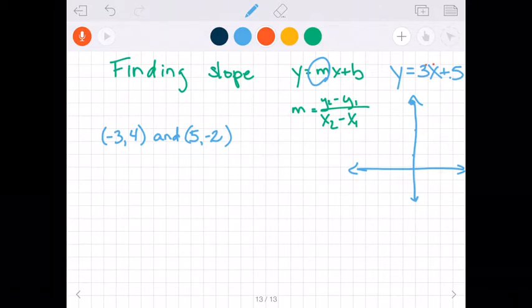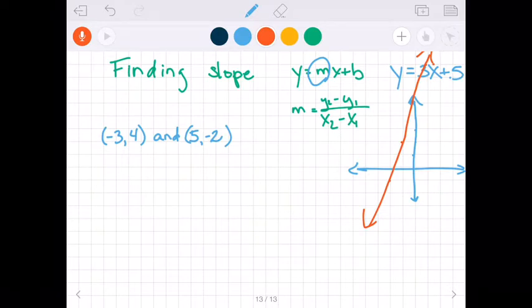Whoops, right about there. Or I can go down 3 and go to the left 1. And that'll help me draw my line. Down 3, over to the left 1. Okay, since I made my y-intercept so high, this 3 refers to the slope. All right, so as you can see, 3 is a very steep slope.